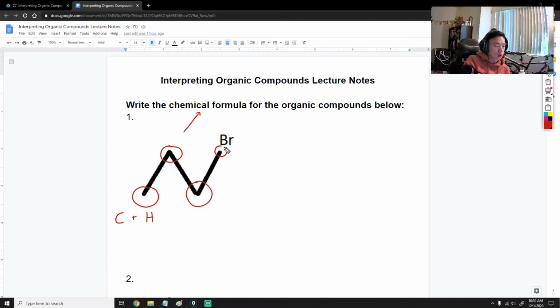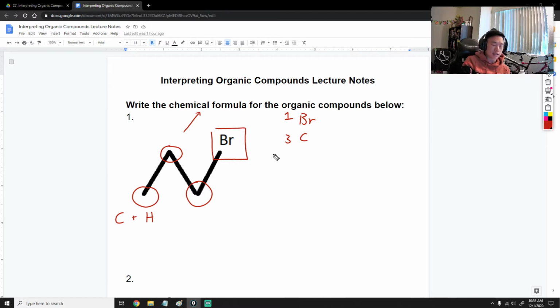We know that this corner is not carbon and hydrogen because there's a Br at the end of it, right? So this corner is just occupied by Br. That means there's no carbon and no hydrogen there. Just based on the information that we have, we already know that there's going to be a Br in this molecule, and since there are three corners, 1, 2, 3, there are going to be 3 carbons.